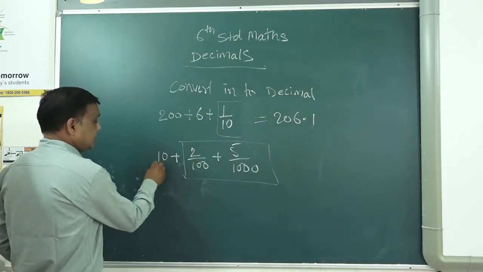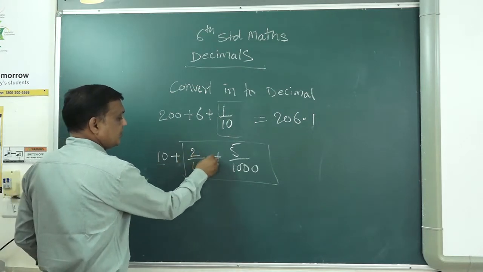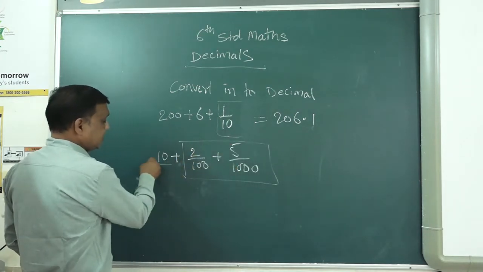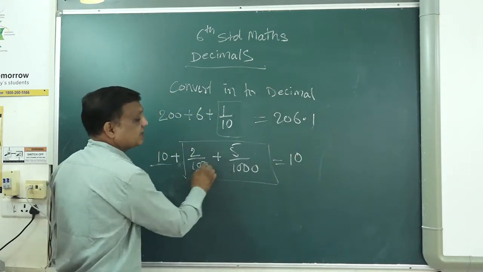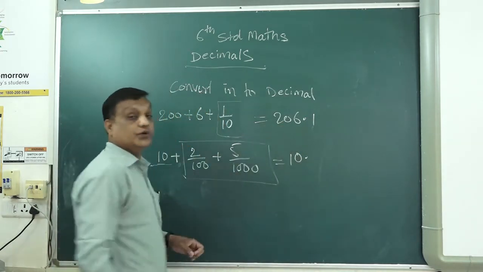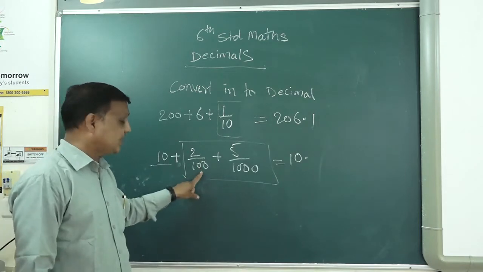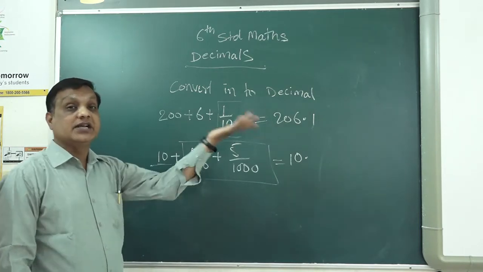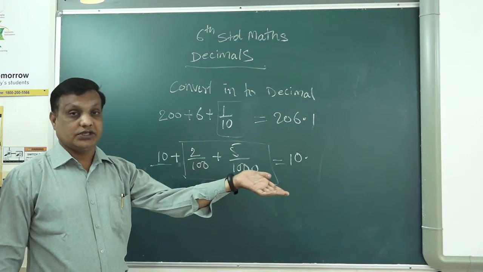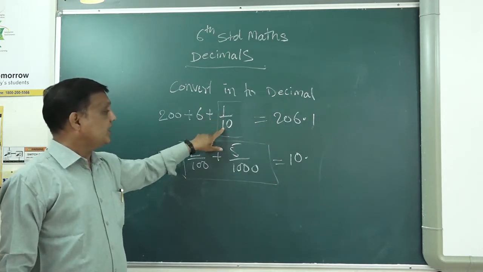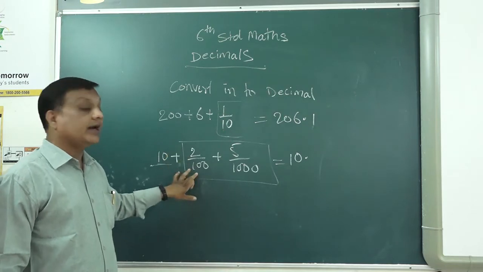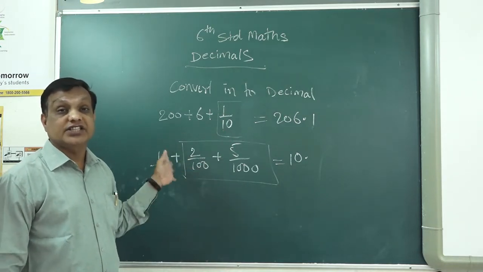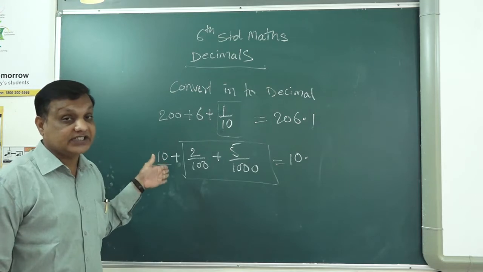Now here you will come to know. Here what is there? 10 plus 2 upon 100 plus 5 upon 1000. Here there is only 10, so that is the answer, 10. The numbers that came in a fraction will come after the point. Now you have to see, here I took 100. 100 is the second digit from the point. 1 upon 10 is the first digit after the point. 2 upon 100 means it is the second digit. So the first digit is absent.